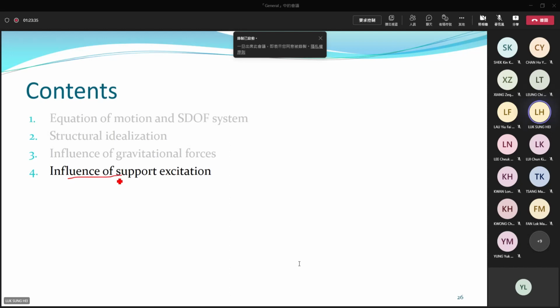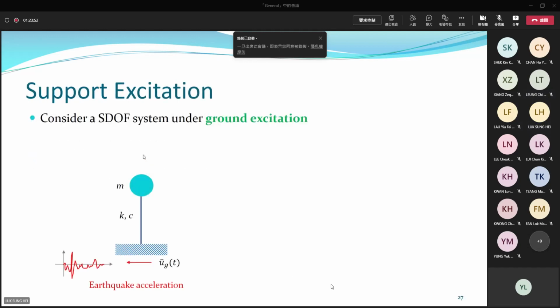The last part, section 4, we would like to consider the effects of ground support movement, support excitations. Support excitation means support movement. Normally used to model a system under earthquake. Ground excitations. Structural dynamics is normally applied to a system under earthquake.